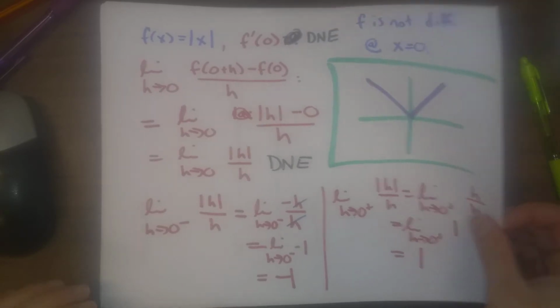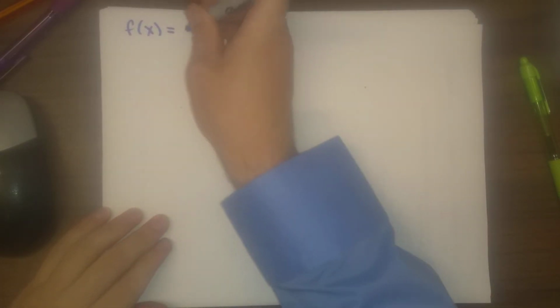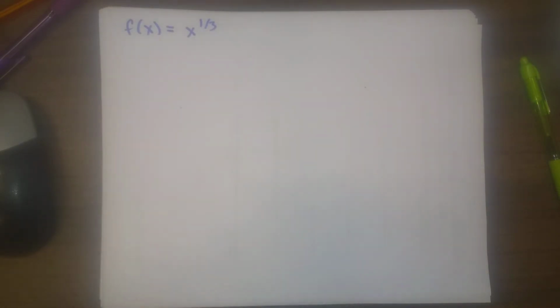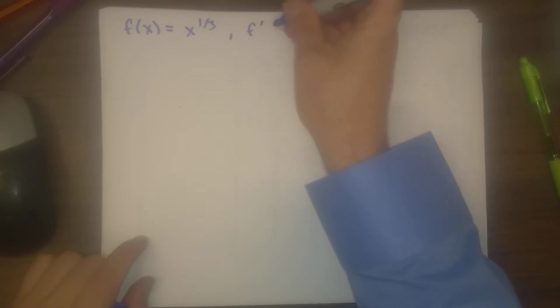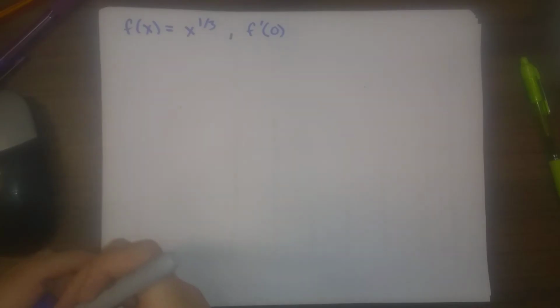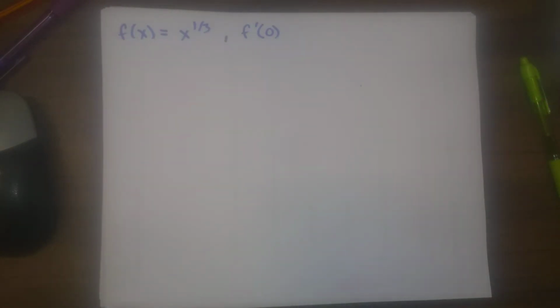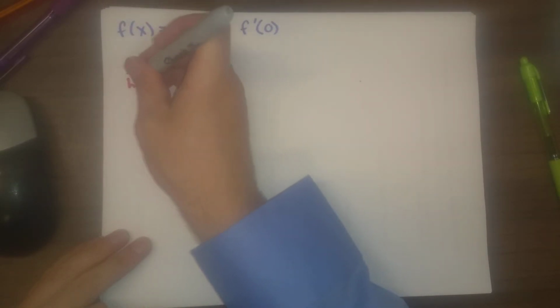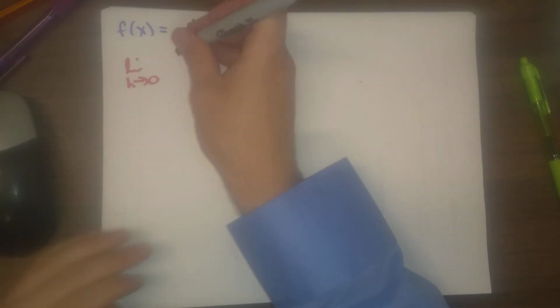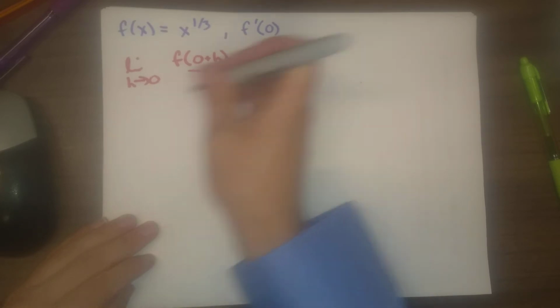One more example of a function that's not differentiable is, let's take a look at f of x is x to the 1/3. And once again, we're going to ask about the derivative at 0. I'm not going to put an equals here because, hint, hint, wink, wink, nudge, nudge, it's going to not be differentiable. But let's see that. Okay, so we have the limit as h goes to 0 of f of 0 plus h minus f of 0 over h.